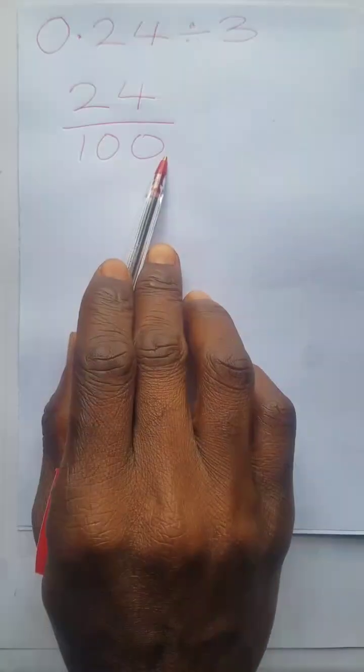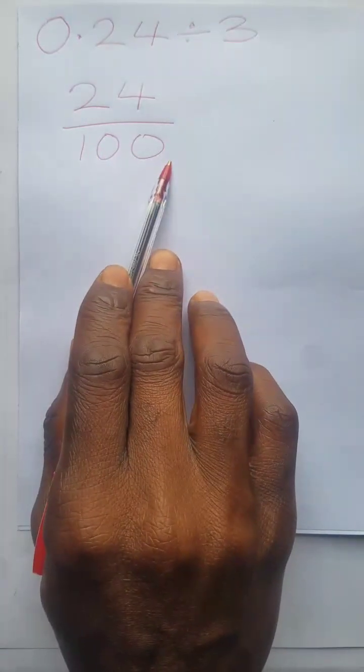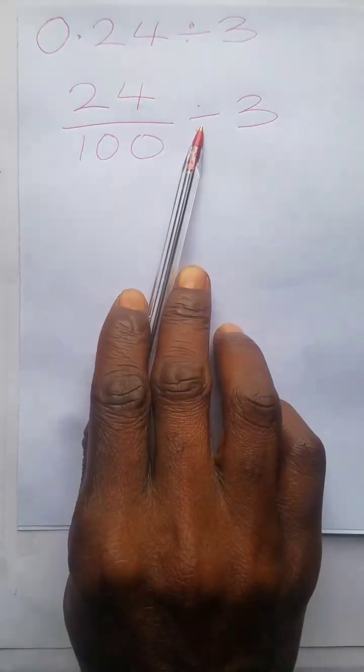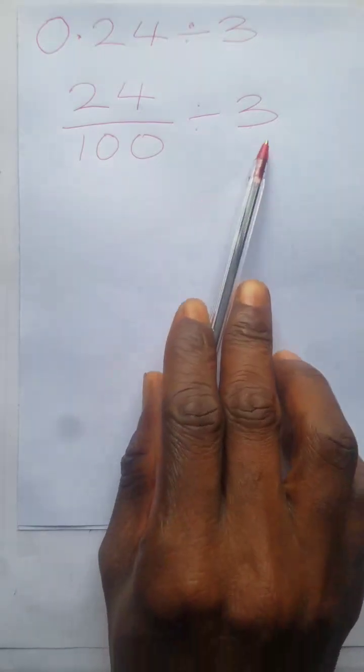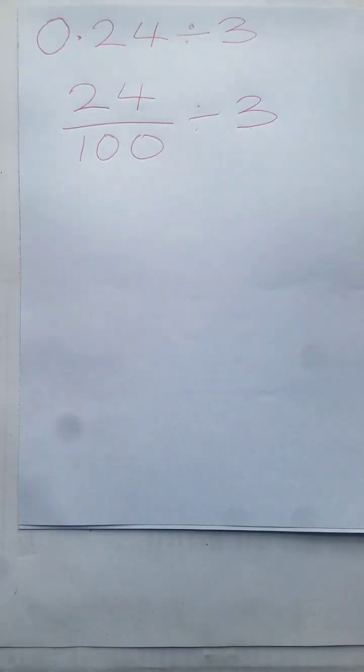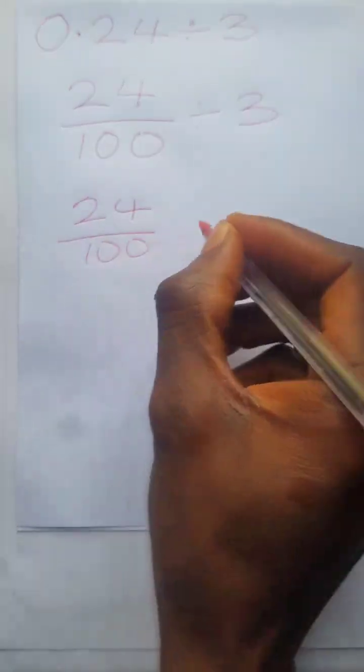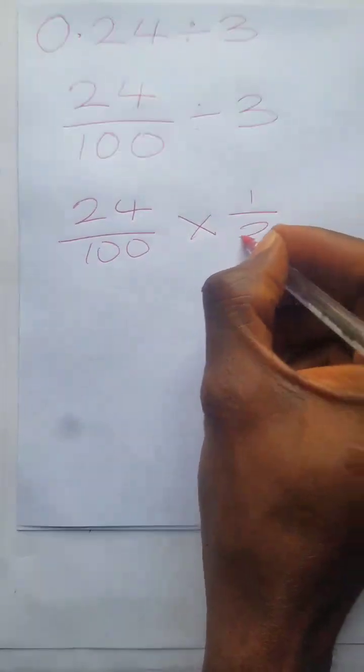To divide that, what you need to do is to change that decimal to a fraction. That becomes 24 over 100. 1, 2, that is why I'm having 2 zeros. Divided by 3. Now the next thing for me to do is to change this division to multiplication and flip the next number. So that becomes 24 over 100 times 1 over 3.